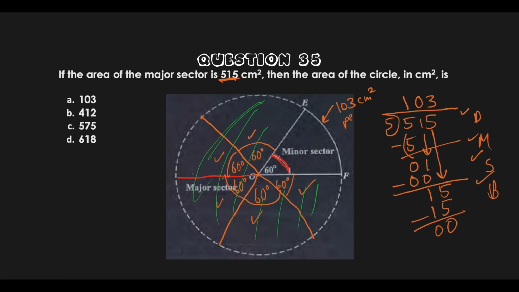So that's per 60-degree sector. So how many of these pieces do we have altogether? We have 1, 2, 3, 4, 5, 6. And if 1 is 103, then we can say 103 times 6. So 6 times 3 is 18. 6 times 0 is 0, add 1. And then 6 times 1 is 6. So the answer is 618.